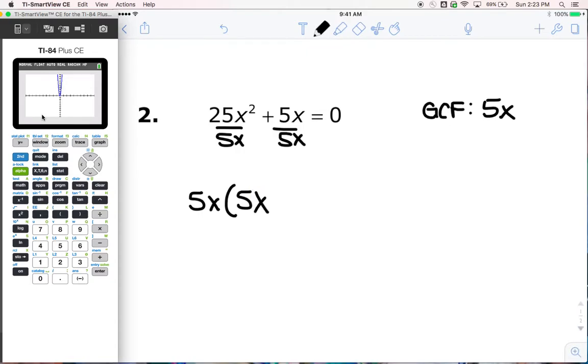All right, and always double check. 5x times 5x would give us 25x squared, so that's correct. And the next one we have the x's canceling. 5 divided by 5 is positive 1. If you don't put the 1 there, you're going to mess this up.